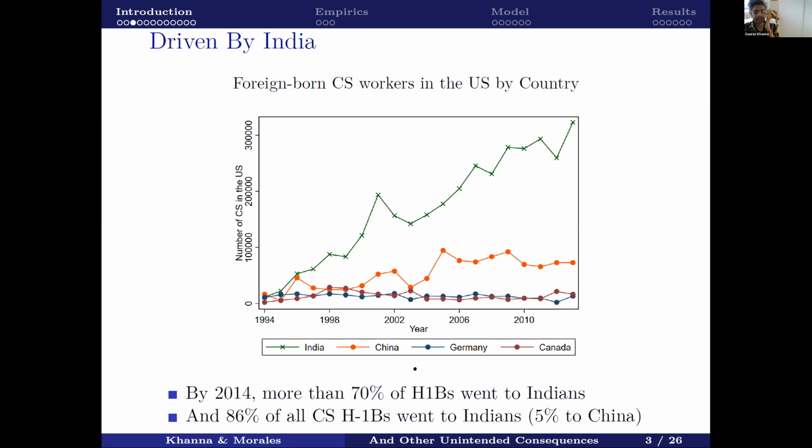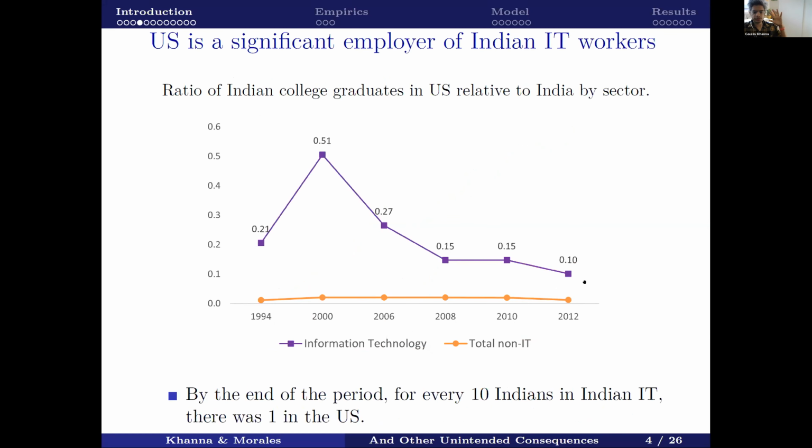But 86% of all computer scientists who were coming in on this H-1B visa were Indians, right? So Indians were really driving a lot of this flow of computer science employment in the US. The second highest country at that time was China, and only 5% of these computer science visas were going to individuals from China.